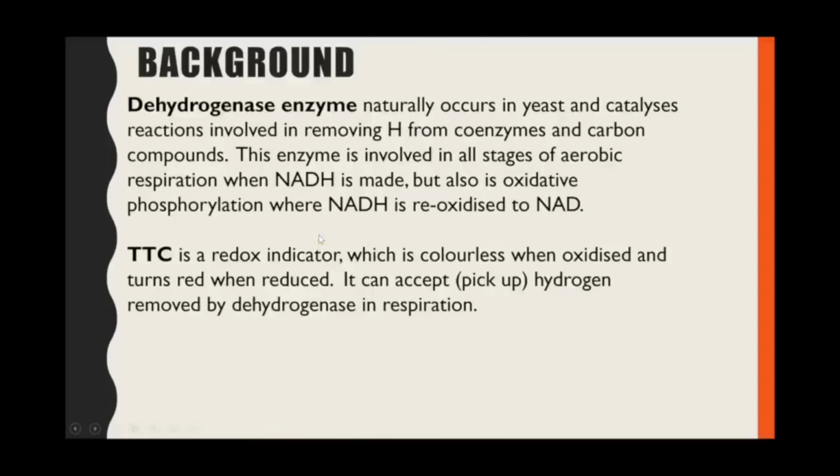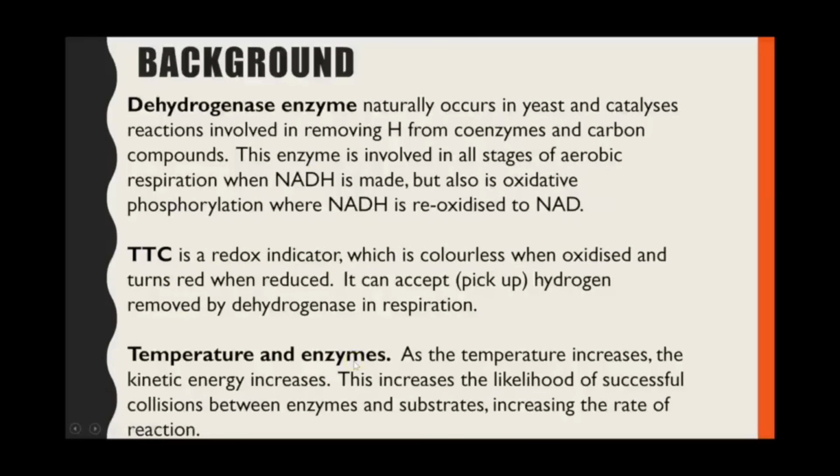What we're going to be doing in this investigation, though, to track how quickly that enzyme is catalysing all of these reactions, and therefore an indicator of rate of respiration, we're going to add an artificial hydrogen acceptor, and that is TTC. So this is a redox indicator because when it is oxidised, TTC is colourless. When it picks up the hydrogens and becomes reduced, it starts to form a red precipitate. So we'll be able to see a colour change when all of this above is happening.